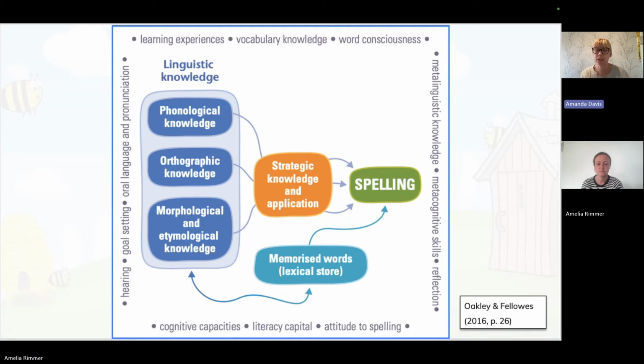It's much quicker to go via your lexical store. That's how we memorize words, that's our visual knowledge. That's our quicker recall, as it were. But that lexical store is built up from our linguistic knowledge. So we're using our phonics to help build up our linguistic knowledge.